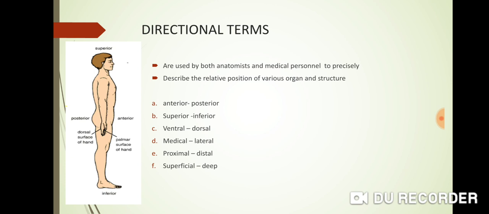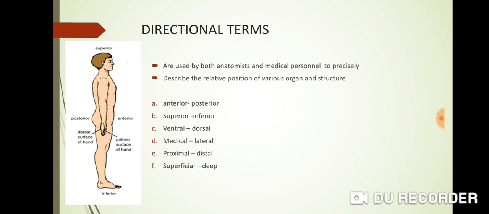Directional terms are used by both anatomists and medical personnel to precisely describe the relative position of various organs and structures. Say for example, anterior: these are structures closer to the front of the body, and posterior is closer to the back, which is also the same with ventral and dorsal. While superior is closer to the head, inferior is closer to the foot.